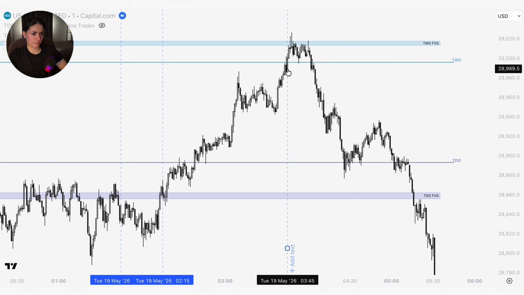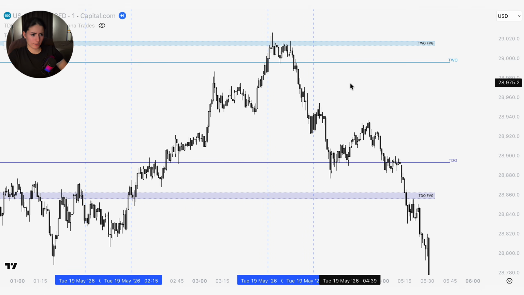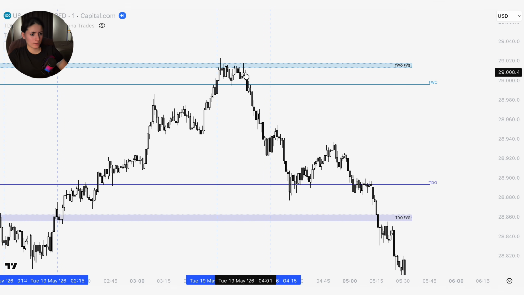Now we are in the second macro window. Let's watch the second macro window. Notice how well this level held the price. If we get a clean reaction here before the macro window ends, we can look for a short position. For me, a great entry is when we get a market structure shift inside the macro window after touching this level, or we can notice SMT divergence.